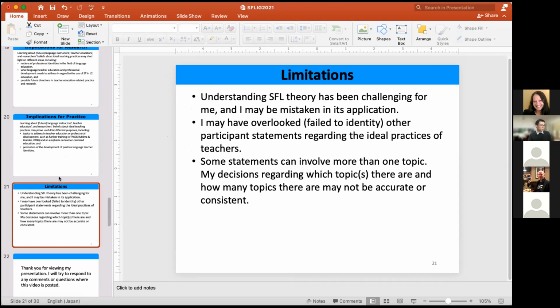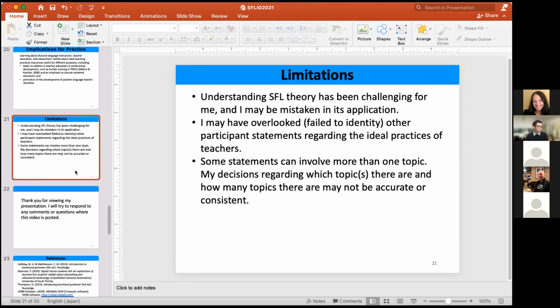So the limitations. Understanding SFL theory has been really hard for me. I have to read it over and over again. And also, I may have overlooked a lot of statements in the data where they talked about ideal practices. They might have made statements about ideal practices in indirect ways, so I have to go back and look at the data. And some statements can involve more than one topic, so I might not be accurate in my description of the statements.